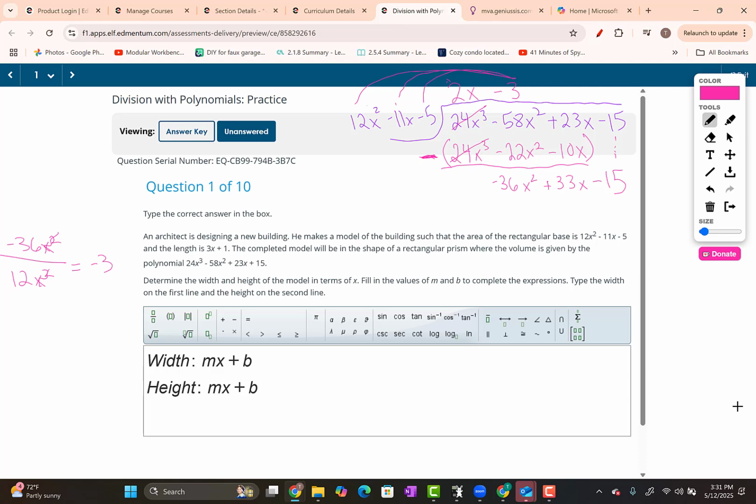Negative 3 times 12 is negative 36x squared. It's good. Negative 3 times negative 11x is positive 33x. And negative 3 times negative 5 is positive 15. Those don't match up, but I am just realizing I miscopied the problem at the very beginning. Luckily, that does not change anything except here right at the end. So that's a positive 15. And when you subtract it, all these are going to cancel out. So our height should be 2x minus 3. We already got the width to be 4x minus 5.